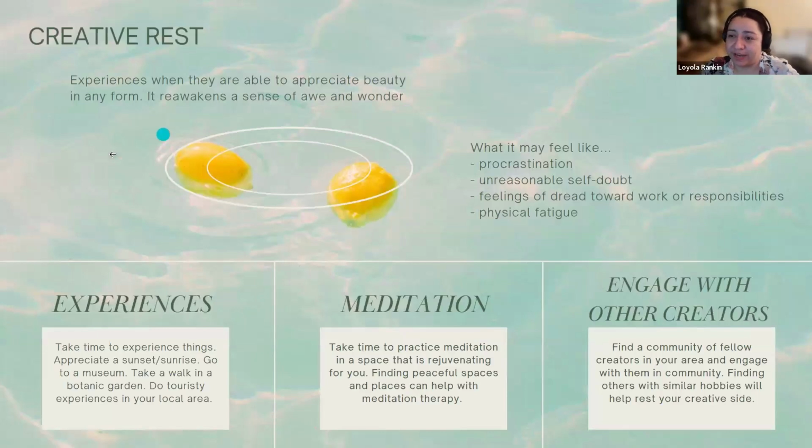All righty. So creative rest. This one was surprising for me too. This one I hadn't really heard of, but it's experiences when you are able to appreciate beauty. This awakens the sense of awe and wonder.